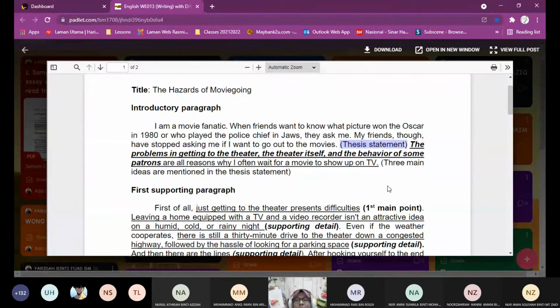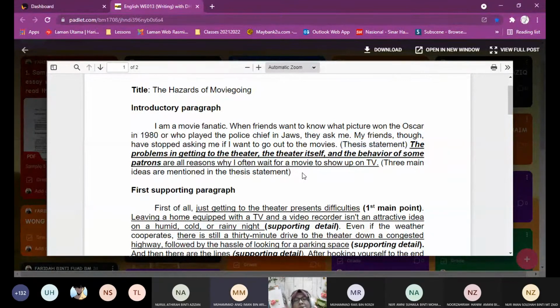Thesis statement must be there, but don't write like this. I mean, in brackets, you put "thesis statement." This is for you. So you have to take that out, of course. Just write the thesis statement right away at the end of the introductory paragraph. And that's it. Do you understand?